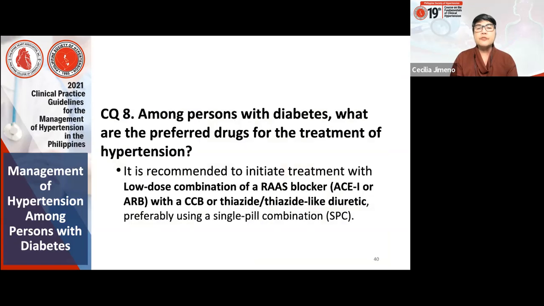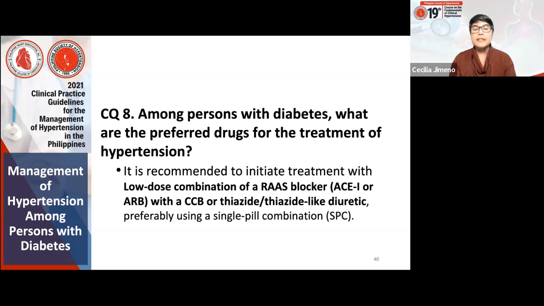So among persons with diabetes, what are the preferred drugs for the treatment of hypertension? It's recommended to initiate treatment with a low-dose combination of a RAS blocker, that's an ACE inhibitor or ARB, with a CCB or thiazide-like diuretic, using a single pill combination.